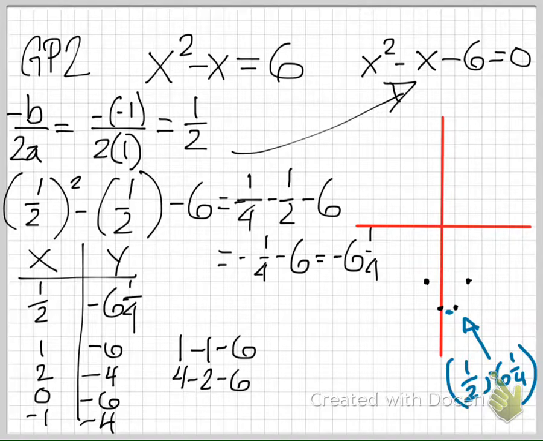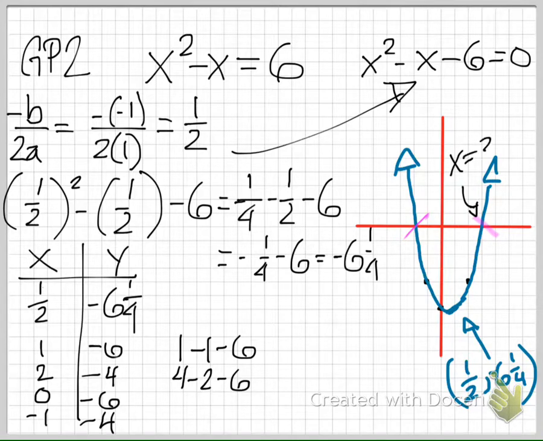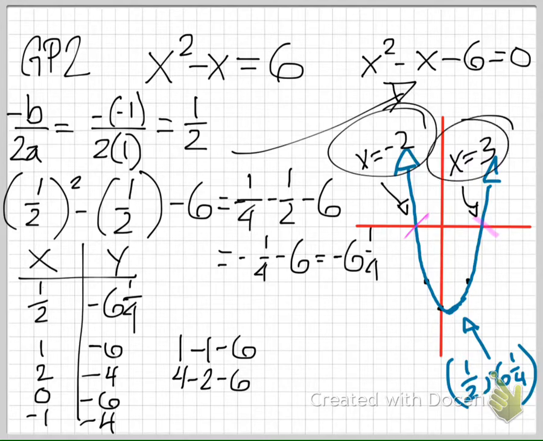I'll go ahead and complete my curve. Based off of this graph, my solutions are going to be here and here. On this spot, x is equal to 3, and on this spot, x is equal to negative 2. So those are our two solutions: x equals negative 2, x equals 3. The plot of this quadratic crosses the x-axis at two different points.